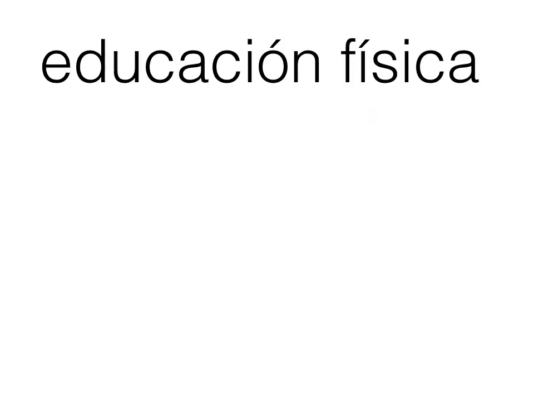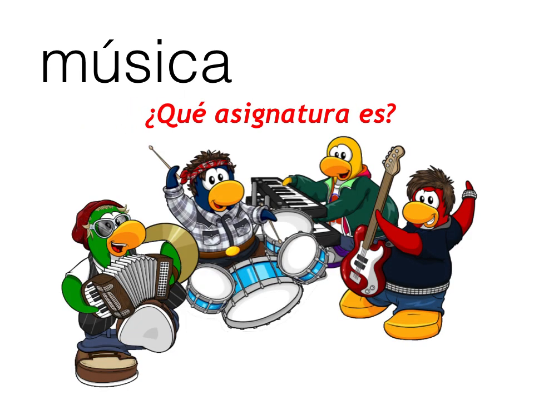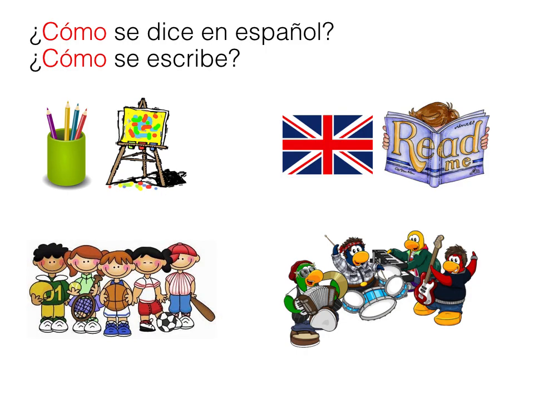A ver. Educación física. Repetid. Educación física. Perfecto. ¿Qué asignatura es? Sí, PE. Muy bien. Ahora, música. Repetid, música. Muy bien. I don't want you to say musica. There's no mewing like a cat. It's mooing like a cow. Música, música. Repetid, música. Muy bien. ¿Qué asignatura es? Es music. Muy bien. A ver, las cuatro.